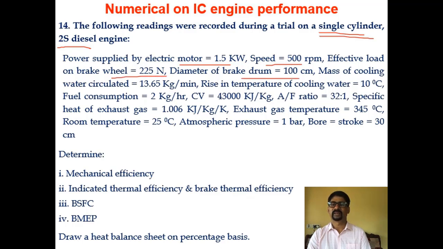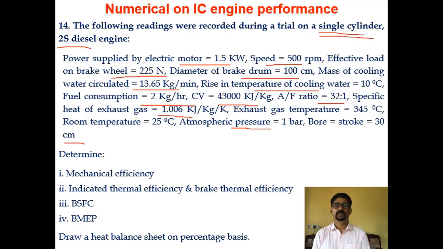Diameter of brake drum, 100 centimeter. That is 1 meter, okay. Mass of cooling water circulated is 13.65 kg per minute. Inlet temperature of cooling water is 10 degrees C. Fuel consumption is 2 kg per hour. CV is 43,000 kilojoules per kg. Air fuel ratio is 32:1. Specific heat of exhaust gas is 1.006 kilojoules per kg per Kelvin. Exhaust gas temperature is 345 degrees Celsius. Room temperature is 25 degrees Celsius. Atmosphere pressure is 1 bar. Bore is equal to stroke is equal to 30 centimeter.